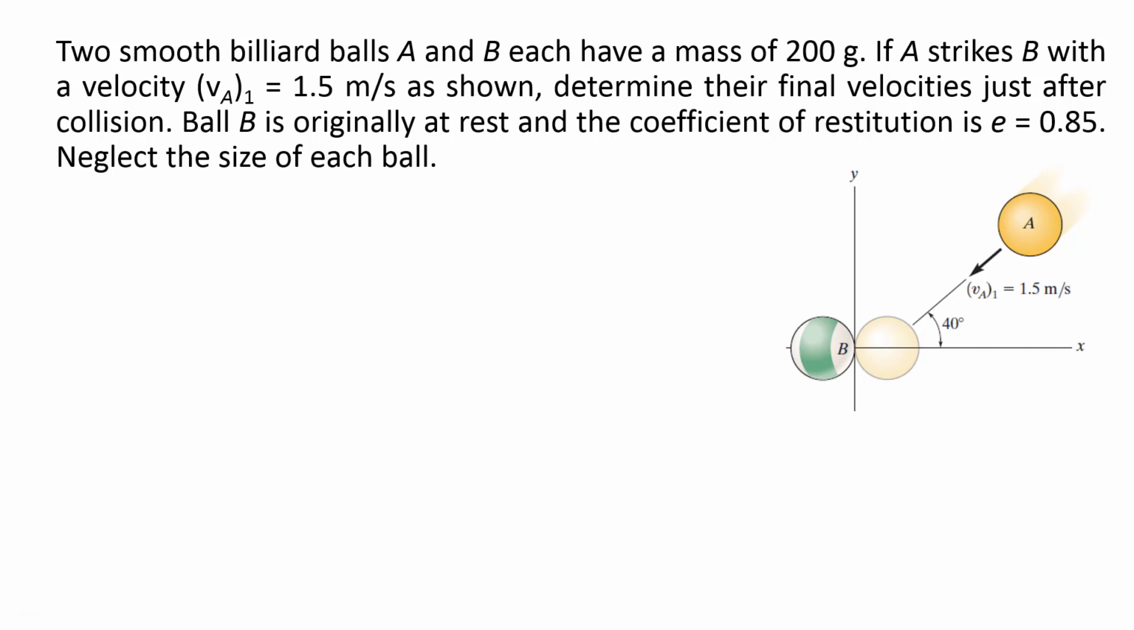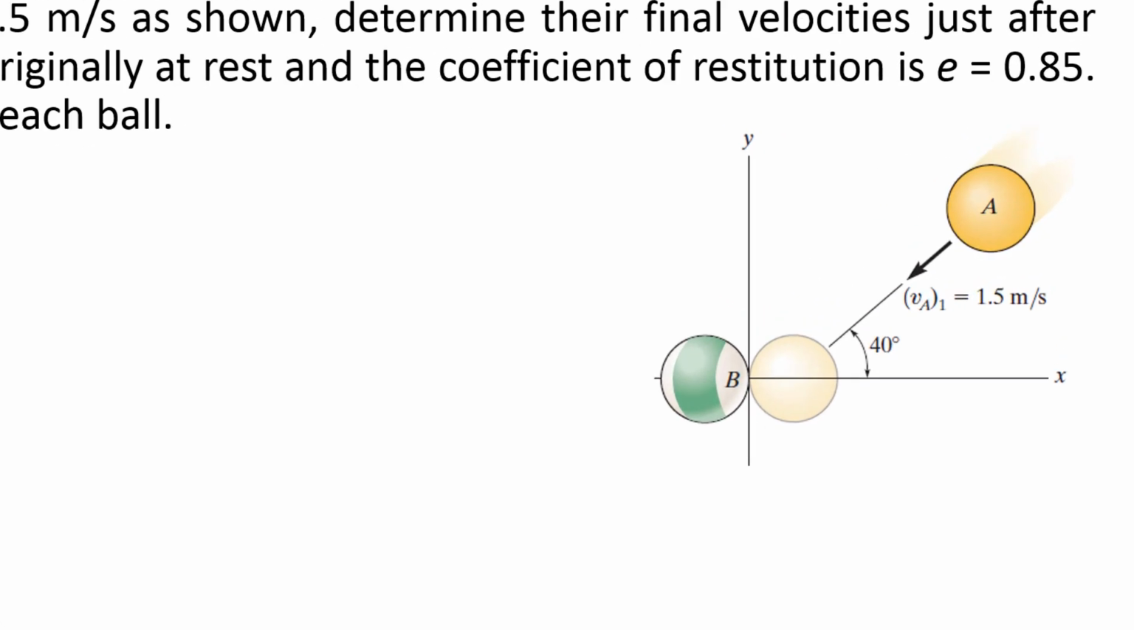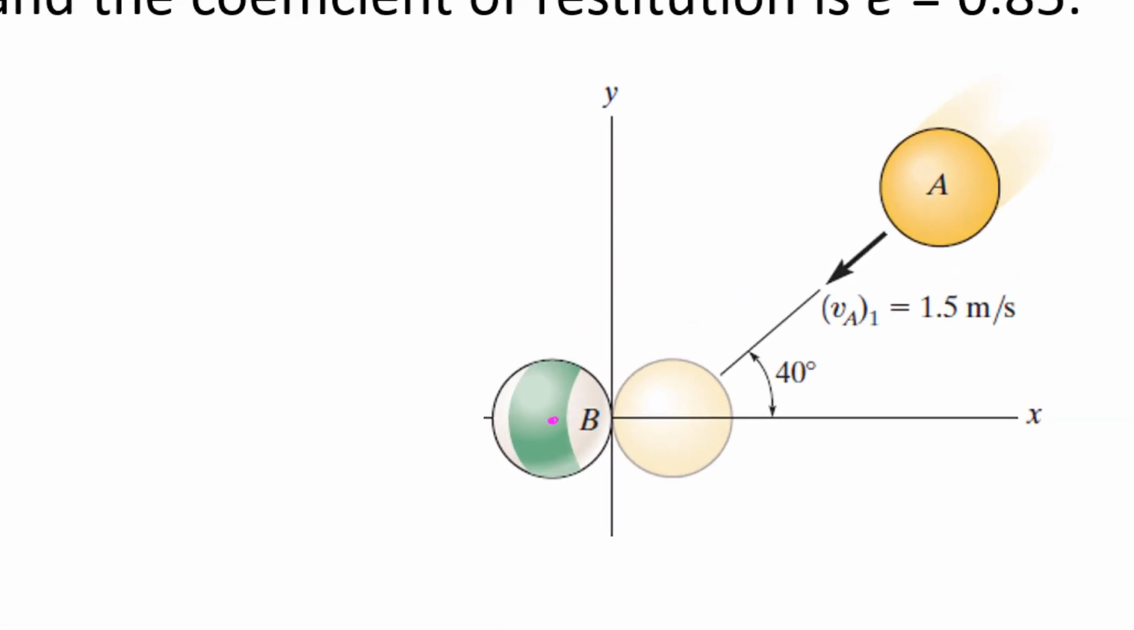Let's get started. In this problem, we have two balls, ball A and ball B, which are impacting each other at this point here. In this kind of problem, first of all, you need to show the line of impact. How can we find this line? You just need to join the centers of mass at the impact location. As you can see, the line of impact is the same line as the x-axis.